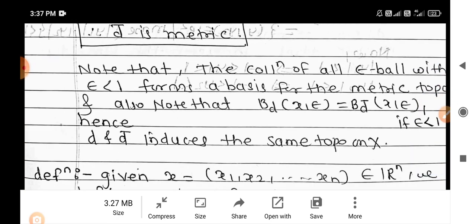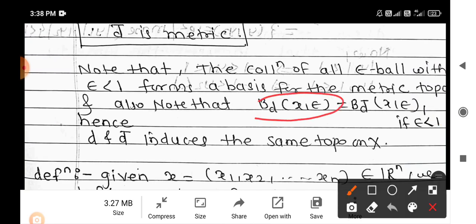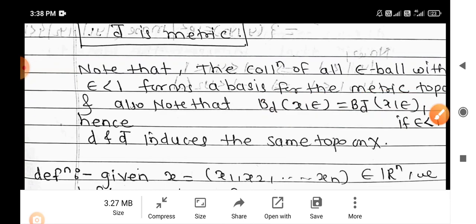Now to see what type of bases are held in D bar. The collection of all epsilon balls with radius epsilon less than 1 forms a basis for the metric topology, as per the definition of the basis. Now note that the collection of open balls corresponding to metric D bar of x comma epsilon is nothing but the collection of all epsilon balls having radius epsilon less than 1. So these two collections are the same, therefore these two bases are the same for epsilon less than 1. So D and D bar induce the same topology on X.